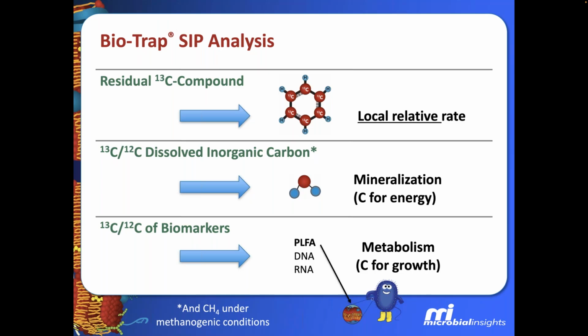We also look for the C13 in the inorganic carbon. Here I'm showing CO2, but remember under anaerobic conditions, we can also look for carbon-13 in methane. And we look for carbon-13 in biomass. What we typically do is look for carbon-13 in the phospholipid fatty acids, which is basically the skin of the microorganisms. The reason for that is there is so much phospholipid fatty acid in the microorganisms that it makes detection a lot easier.